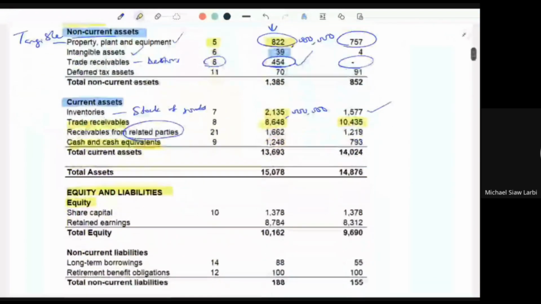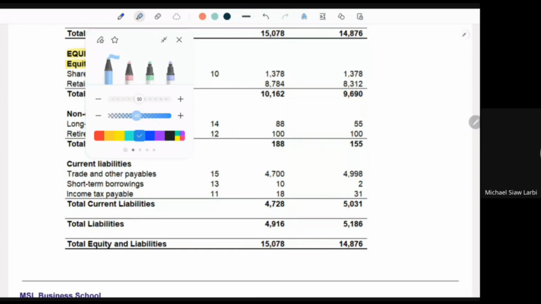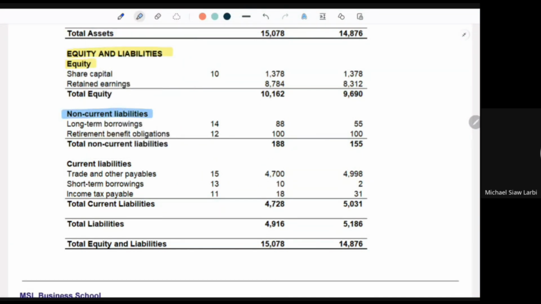Let's now come to liabilities. The same way we have non-current assets and current assets, we also have what? Non-current liabilities and current liabilities. These are the amounts that we are supposed to pay someone, and we are expecting to do so after 12 months for the non-current and within less than 12 months for the current.